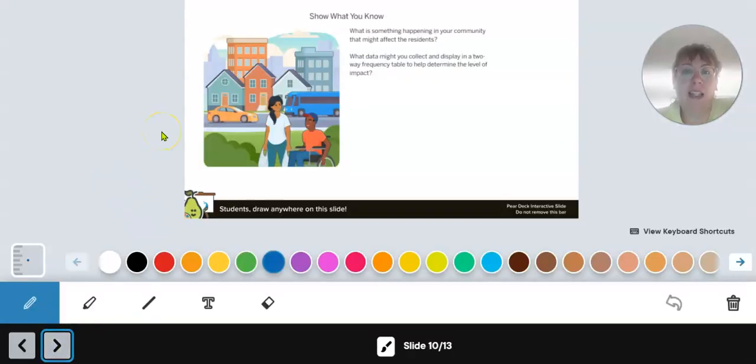On slide 10, it says, what is something happening in your community that could affect the residents? What data could you collect and display in a two-way frequency table to help you determine the level of that impact? So take a moment, think about something in your community and how that could be impacted. And when you're all set, push ahead to slide 11.